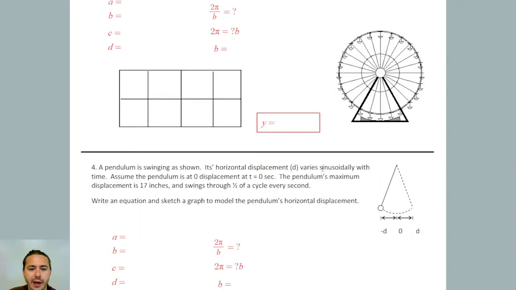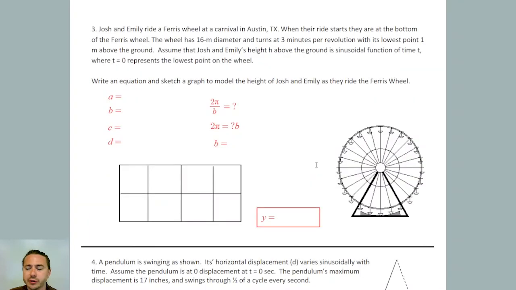Okay, so let's go back up to the problem we're at. We did that one, so we're on number 3. Number 3 says Josh and Emily ride a Ferris wheel at a carnival in Austin. When the ride starts, they're at the bottom of the Ferris wheel, so we're going to start down here. It's got a 16-meter diameter and turns at 3 minutes per revolution with its lowest point 1 meter above the ground. Okay, so a couple of things to note here.